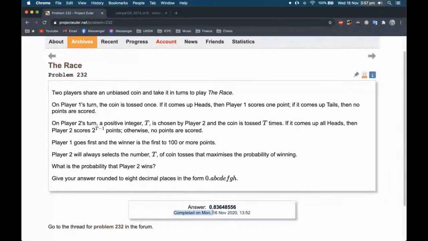0.836485556 is the answer to this one. But today we're going to be writing a program to confirm that this is actually the correct answer. Okay, so the problem actually looks like this.